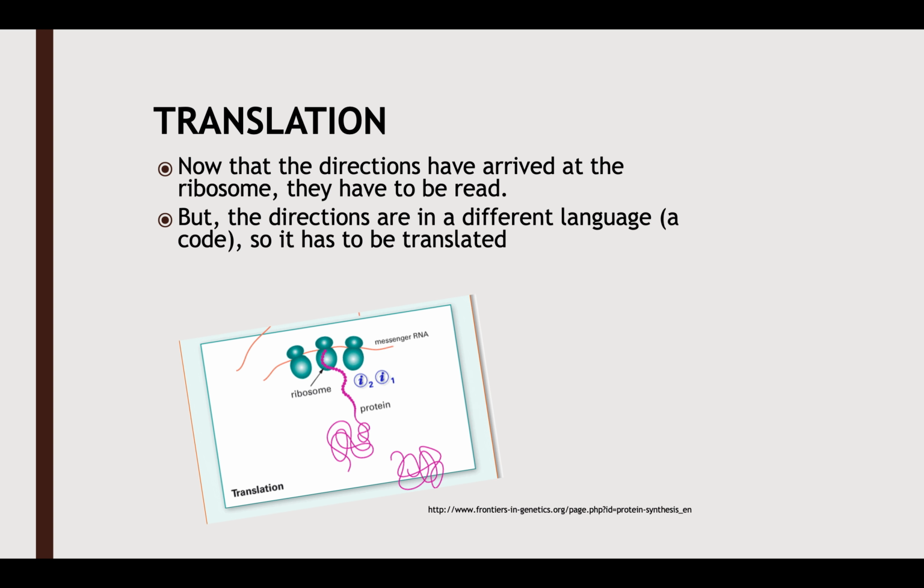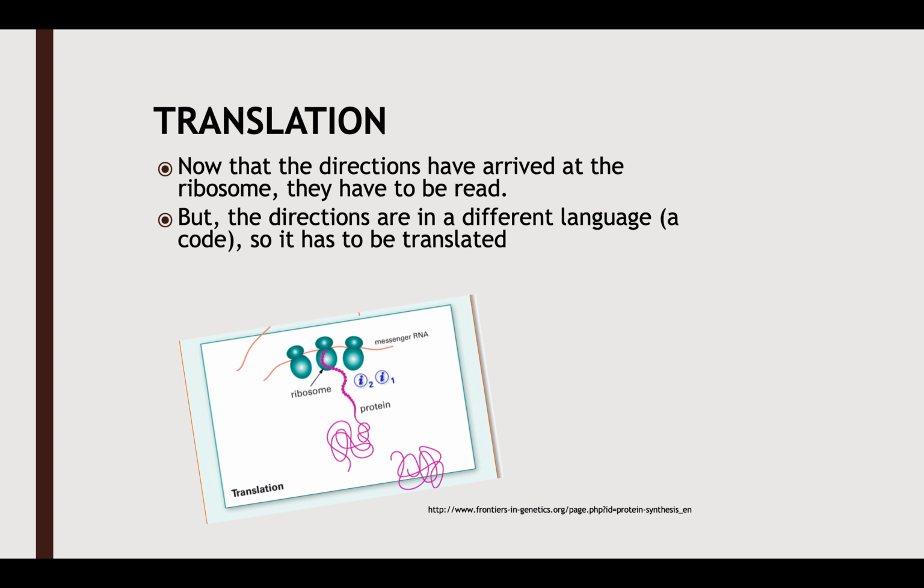Now that the directions have gotten to the ribosome, your cell has to read it. It's kind of like a grocery list. All right, we need this, we need this, we need that, so that your body knows what goes into the protein. But the directions are in a different language. They're in the DNA code, right? They're in RNA. That doesn't tell me anything. Your body has to read the code. It has to be translated.